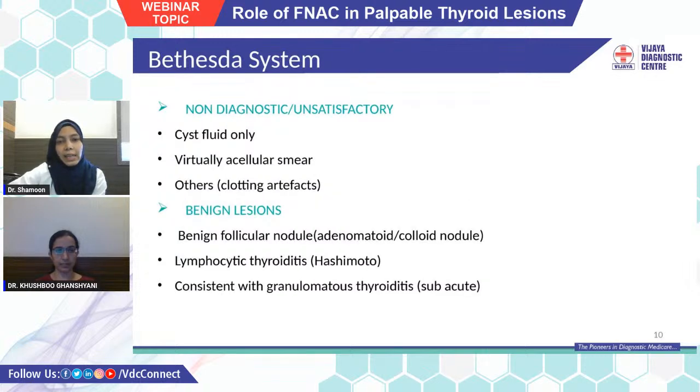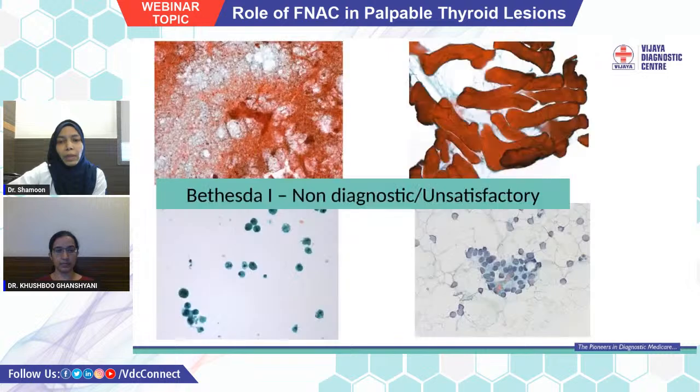Let us see in detail what lesions are included in each category. Coming to non-diagnostic or unsatisfactory category of Bethesda system, a few conditions like cyst fluid only if it is obtained by FNA, or virtually acellular smears, or others like clotting artifacts, etc. I'll show you in the following images.